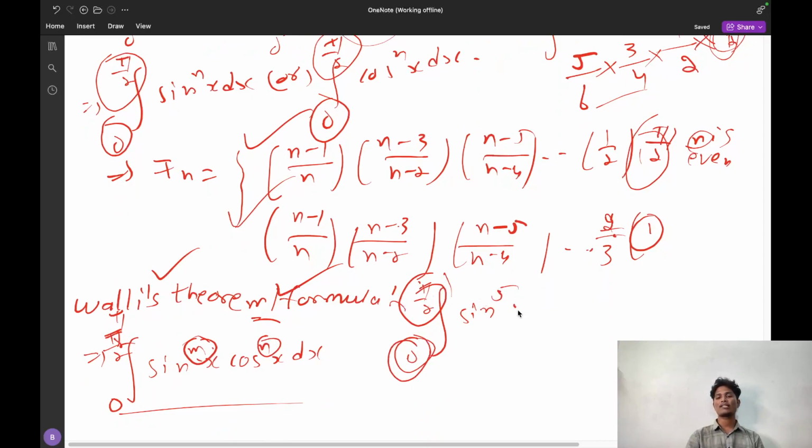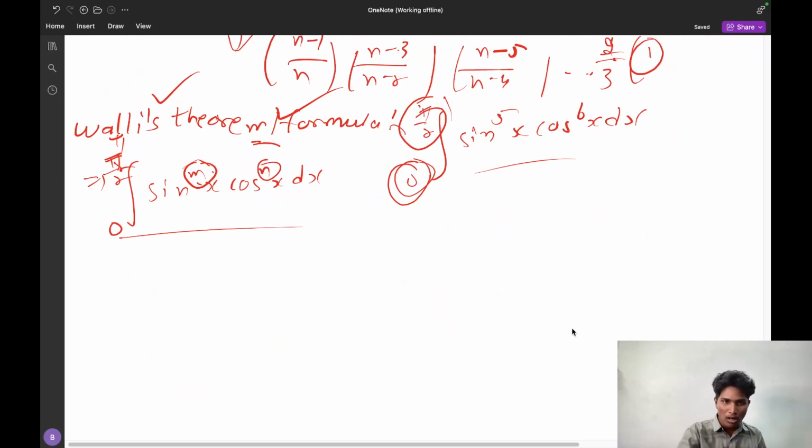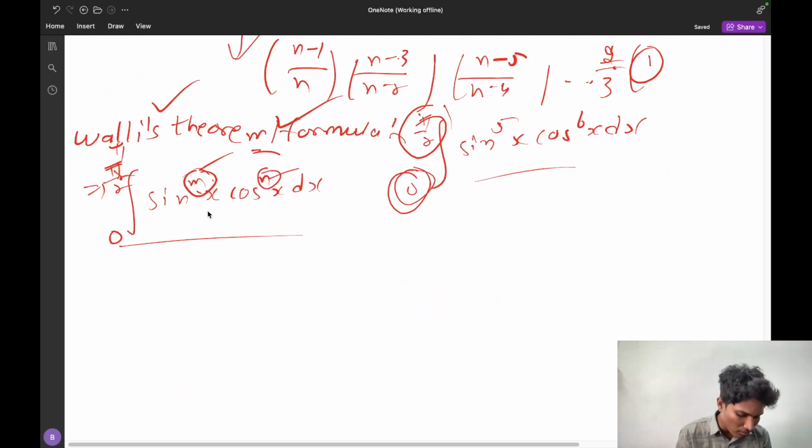So the question will be like this, sin x cos power 6x dx. If it is like this, how to solve? We have to use the m value and n value. How can we use them?